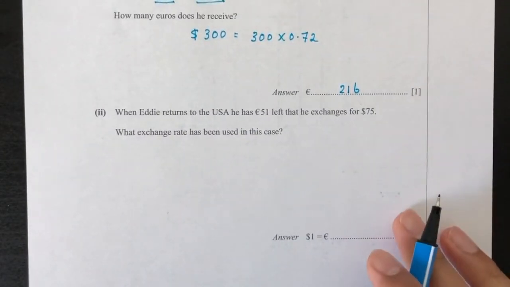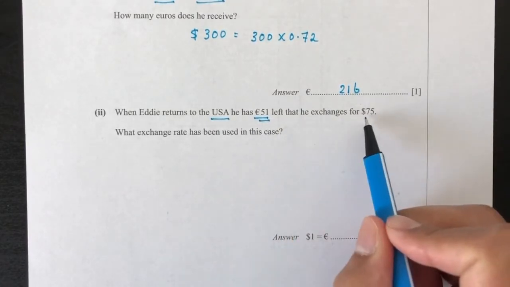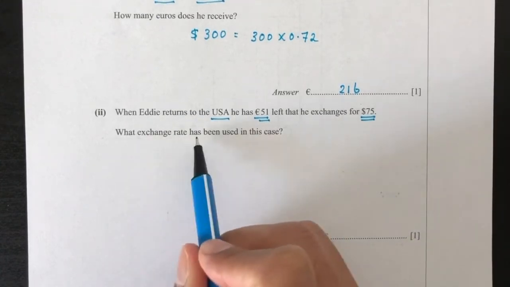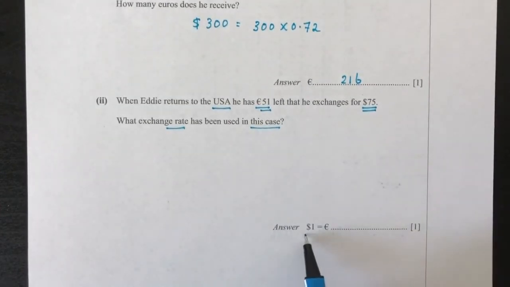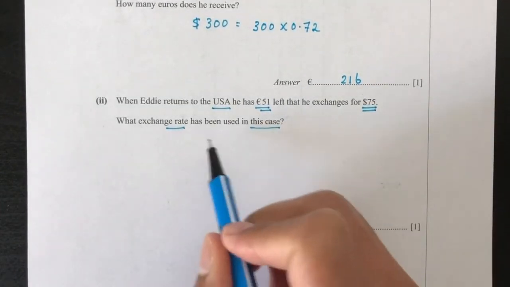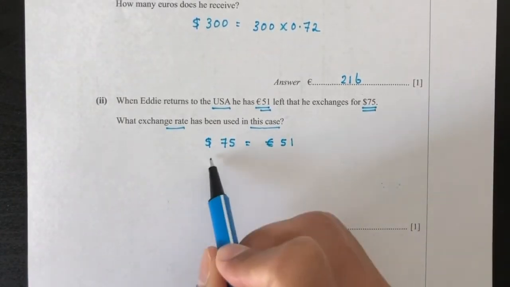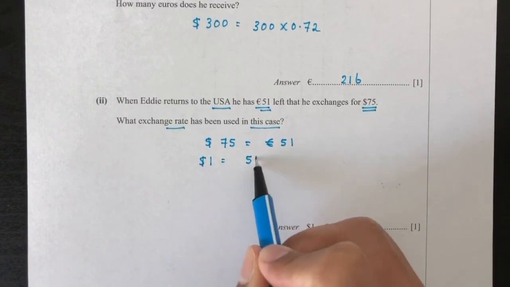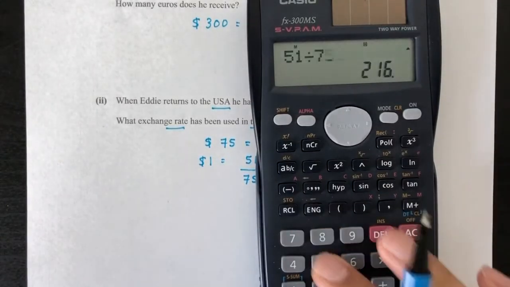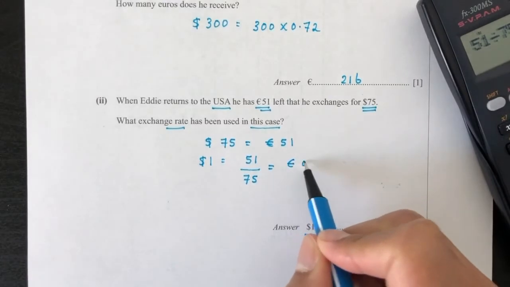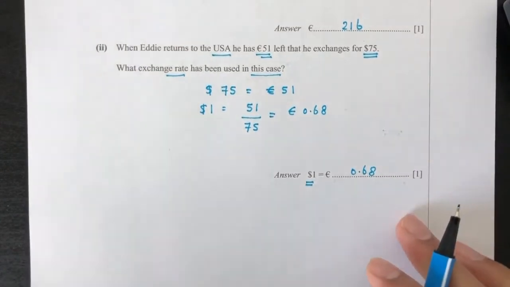Now for part 2, when Eddie returns to the USA, he has 51 euros left that he exchanges for $75. What is the exchange rate that has been used in this case? So let's see, we're trying to find how much is $1 worth in euros. So here we have $75 is equal to 51 euros. So $1 is equal to 51 divided by 75 euros. That will be 0.68. So your answer is 0.68. So that will be part 2.